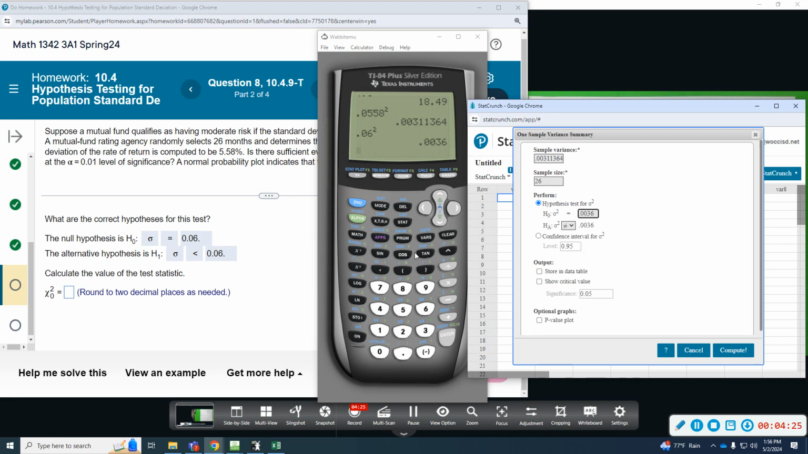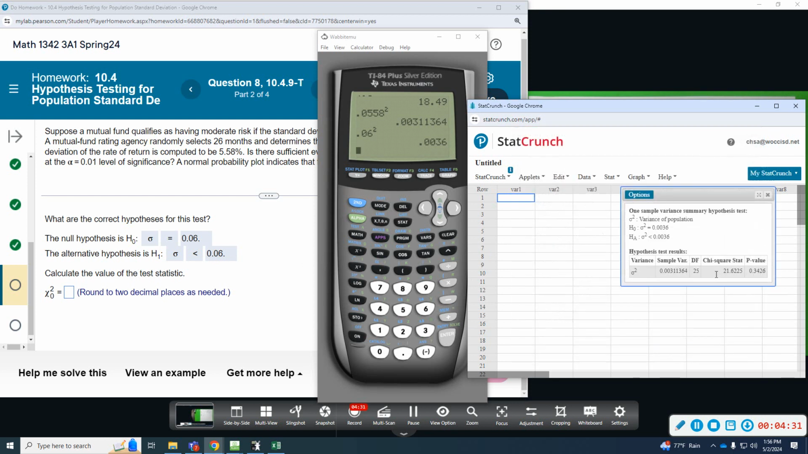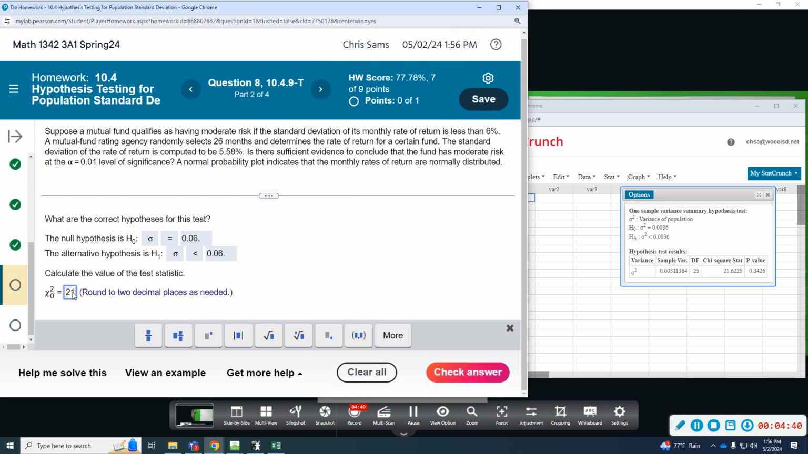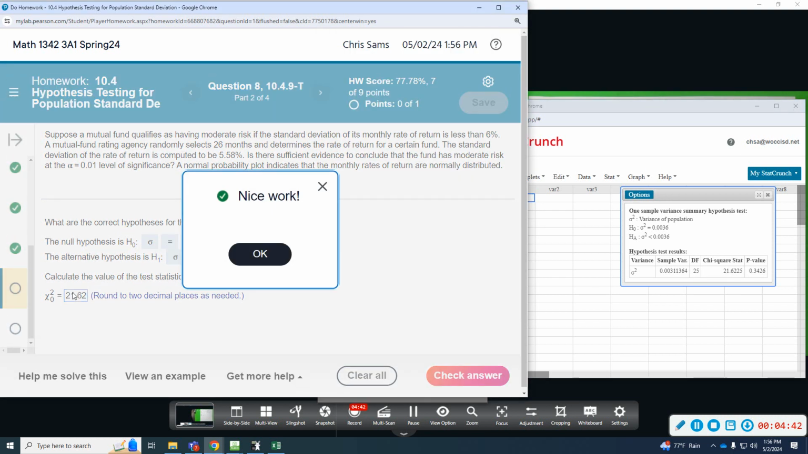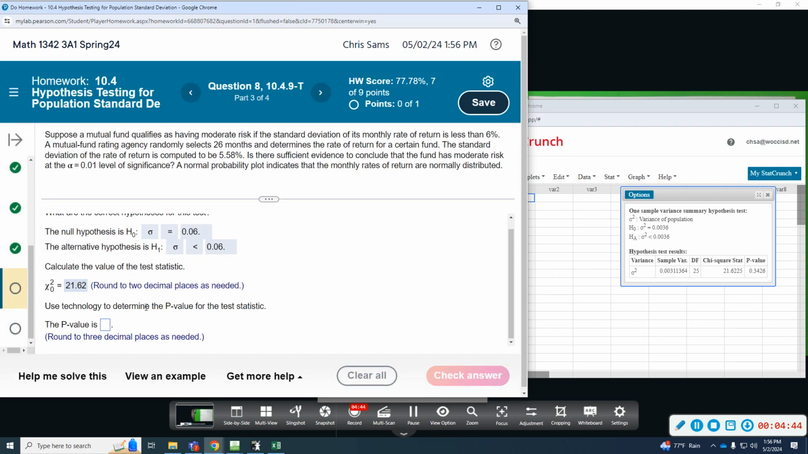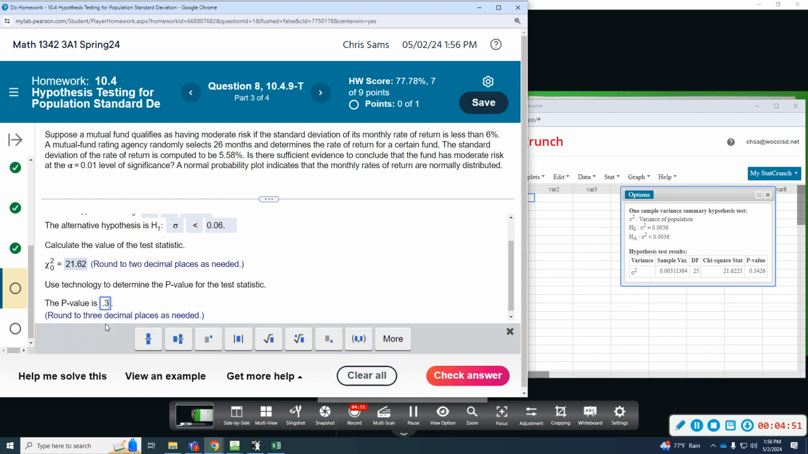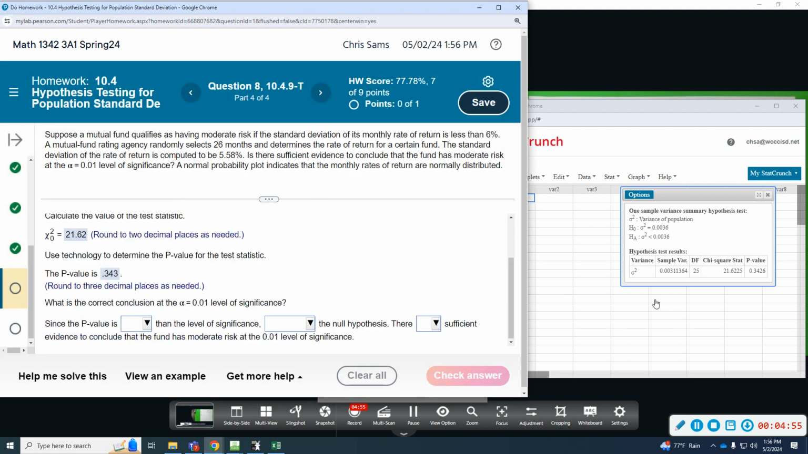We are testing less than, and we compute, and we get chi-square, 2 decimals, 21.62. The P-value is 34%, which is really high. Three decimal places is going to be 0.343, unrounded.